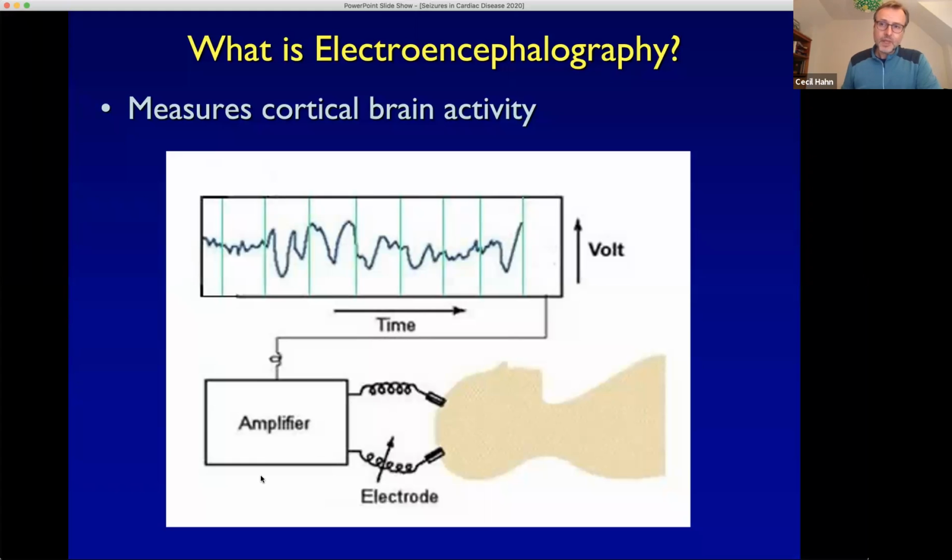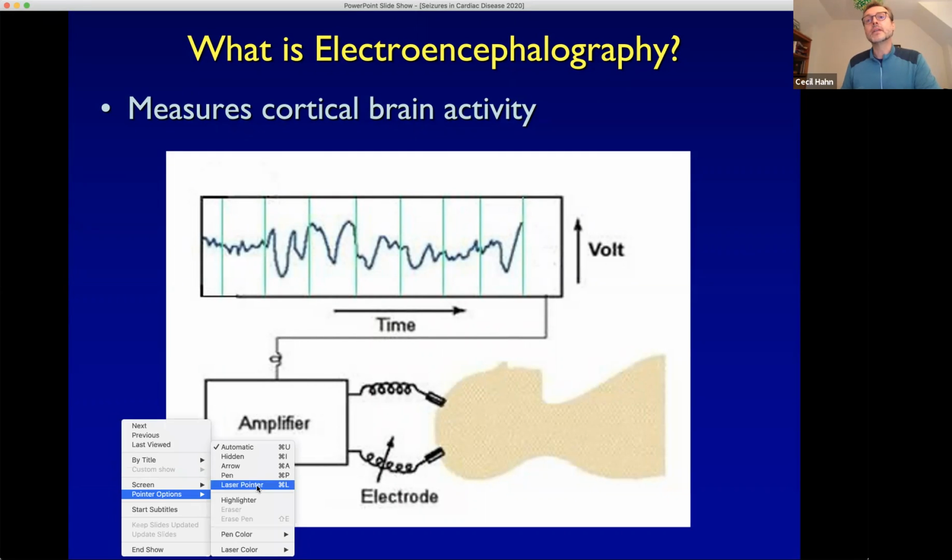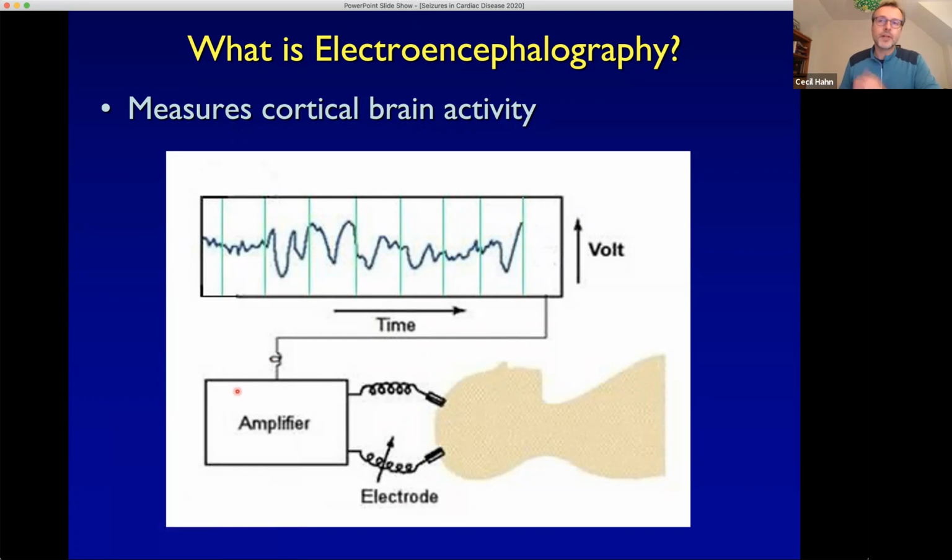Oops. I need a special amplifier here. I'm going to actually change my pointer here so you can see there. I think you should be able to see the pointer now.